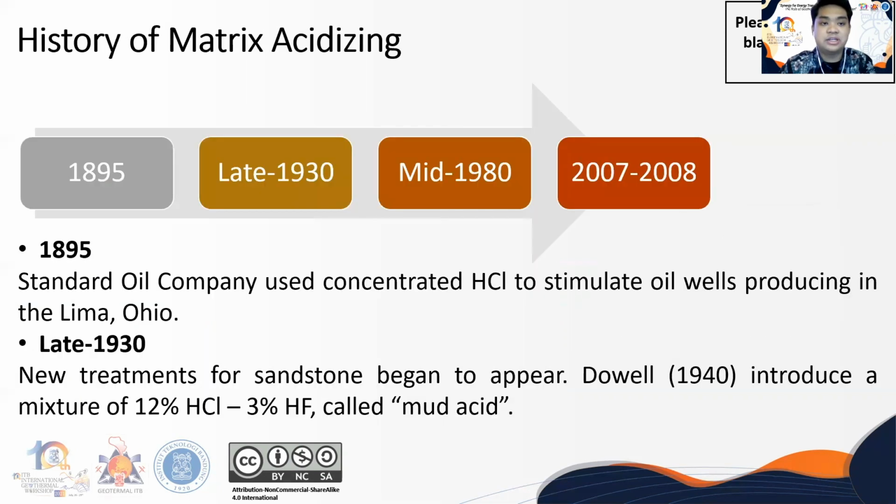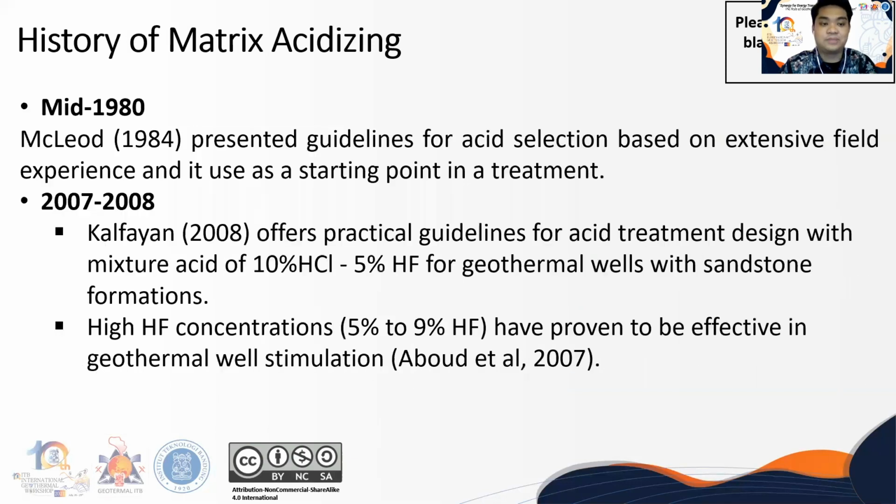And this is the history of matrix acidizing, or rather the fluid models used in matrix acidizing treatment over time. Started in 1895, which is believed to be the first time acidizing stimulation work was done. It was carried out by Standard Oil Company, using concentrated HCl to stimulate oil wells producing in Lima, Ohio. Then in the late 1930s or early 1940s, a new treatment was carried out with the fluid model introduced by Dowell, which is a mixture of 12% HCl and 3% HF called mud acid.